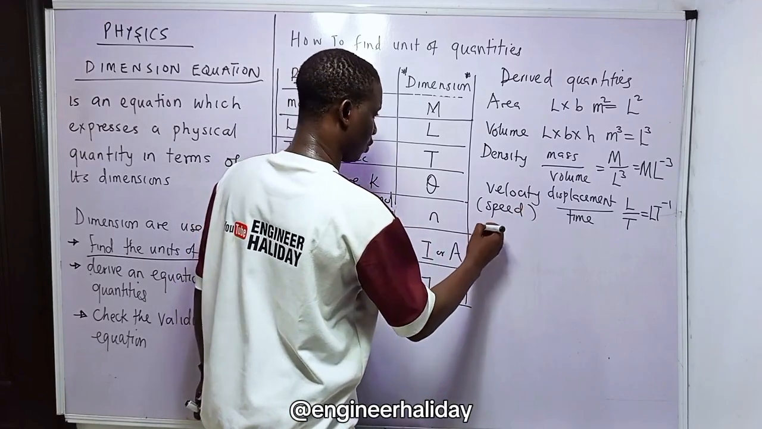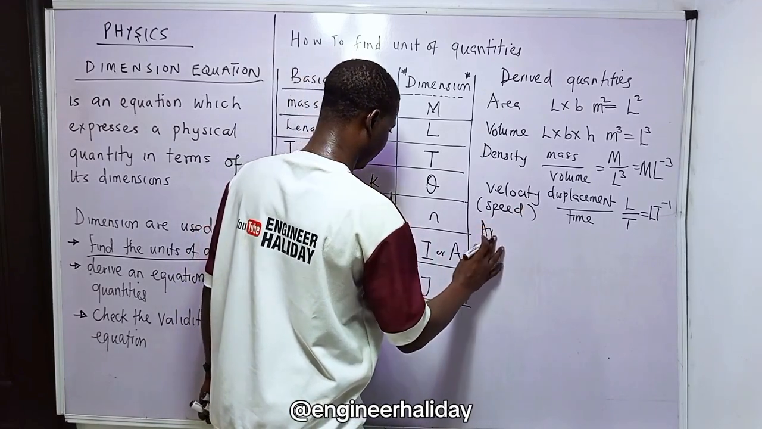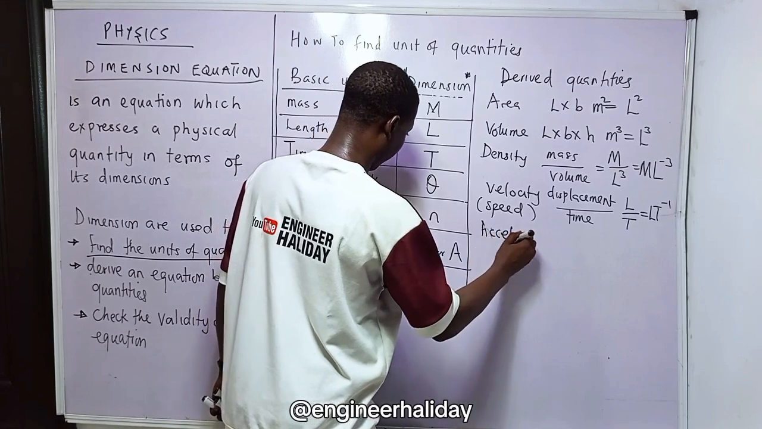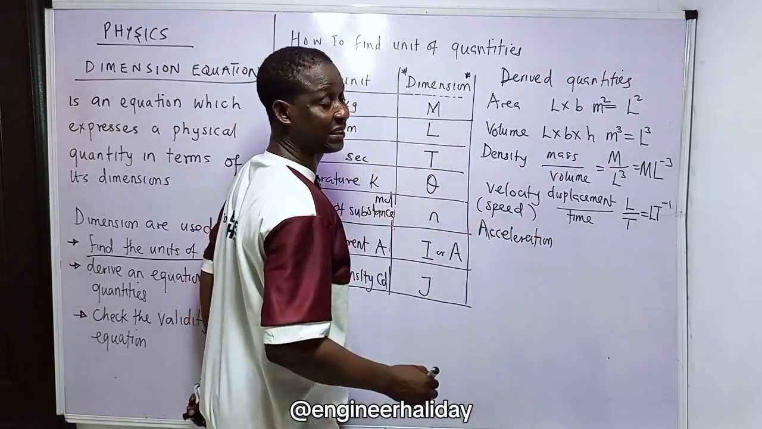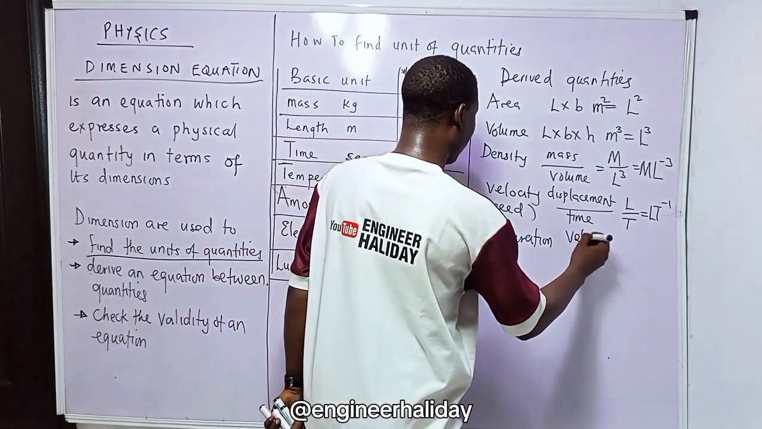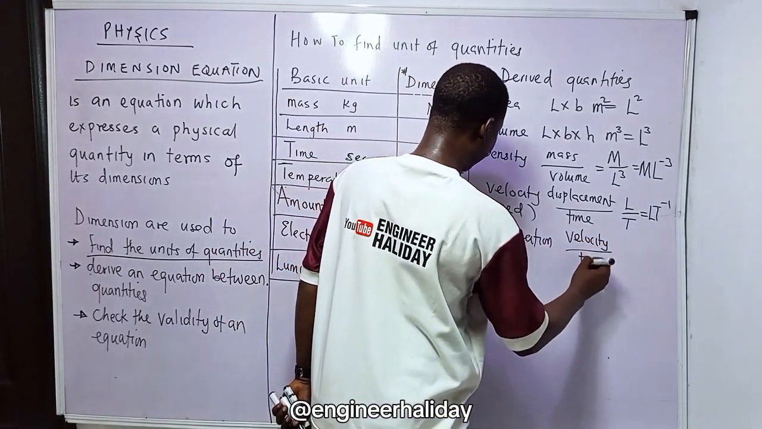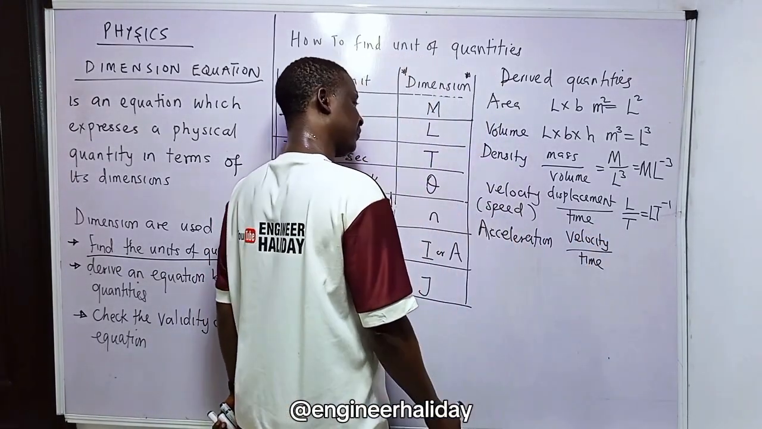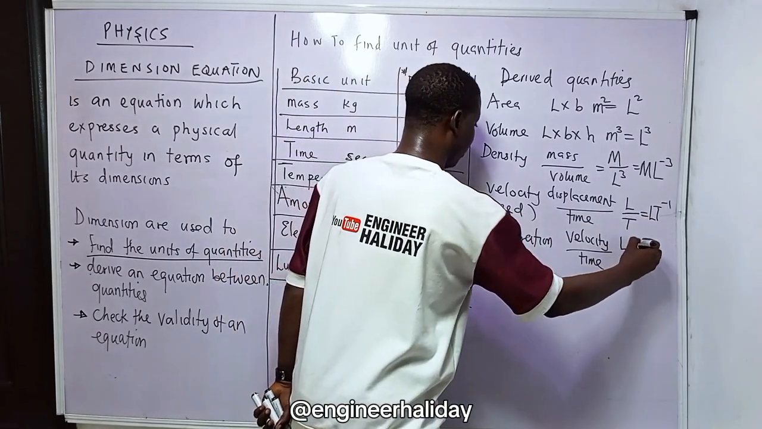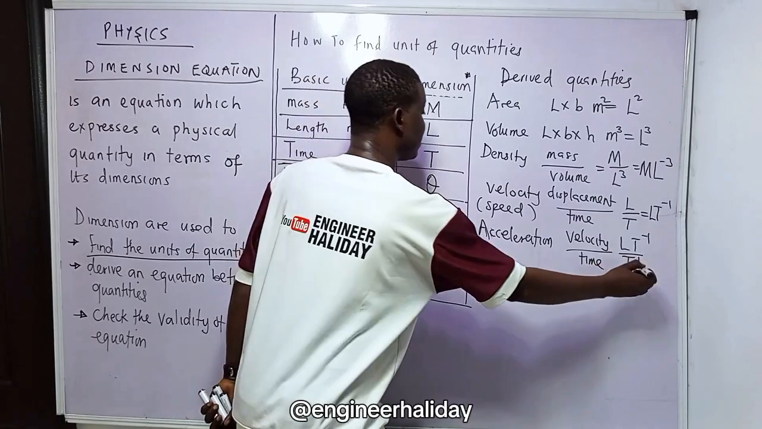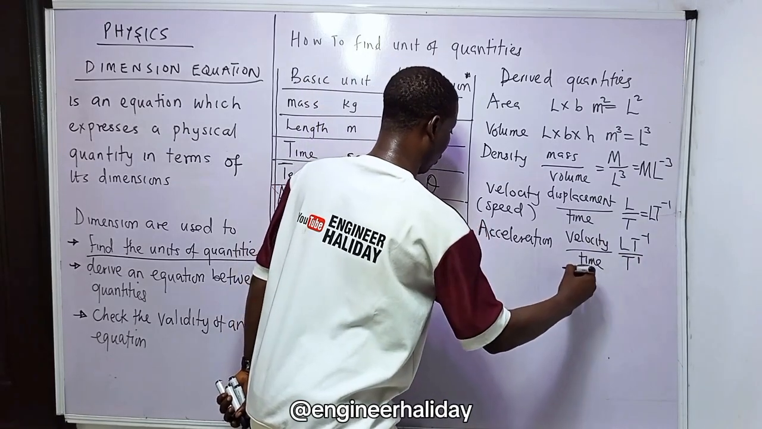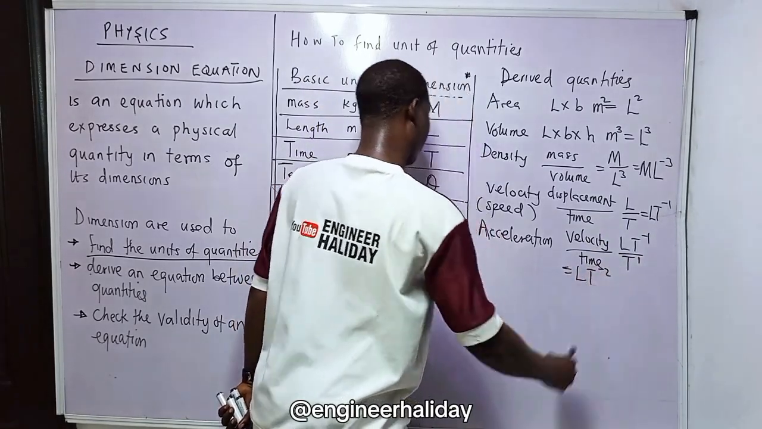We talk about acceleration. Acceleration, or acceleration due to gravity, or deceleration, has the dimension of velocity over time. We have already solved for velocity, which is L T minus 1 divided by T raised to 1. If this T raised to 1 goes up, it becomes minus 2, so we have L T minus 2.